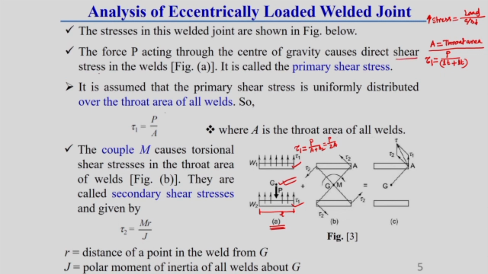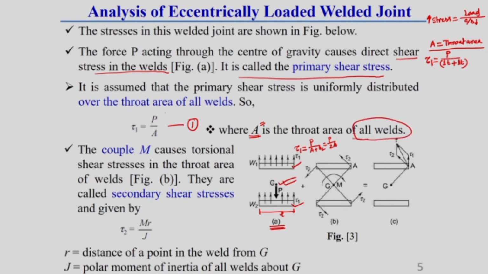Here you can see in the weld, this direct shear stress is called primary shear stress. This primary shear stress, which I am representing here by equation number 1, you can see. Here you should always keep in mind that whatever area we are considering, this capital A is the area of the weld.